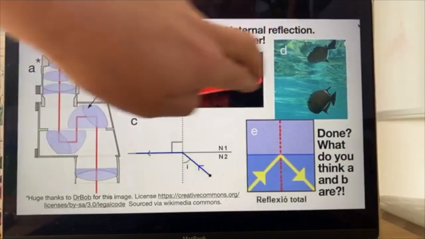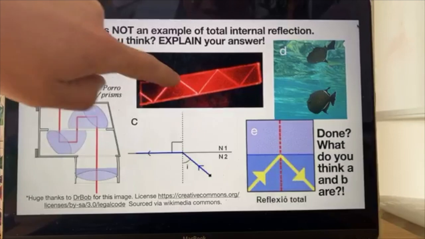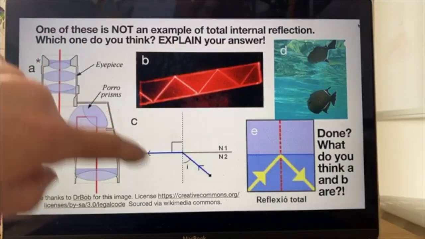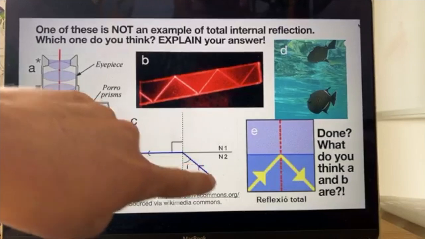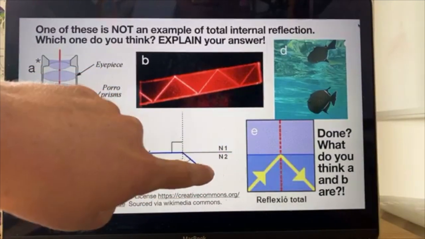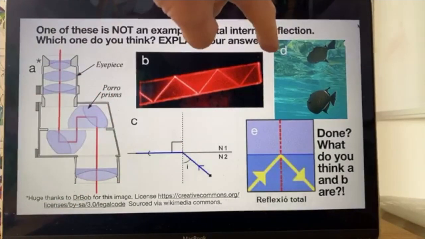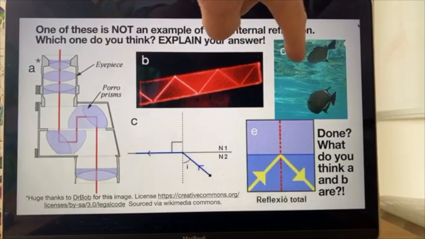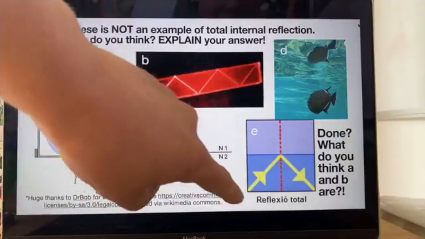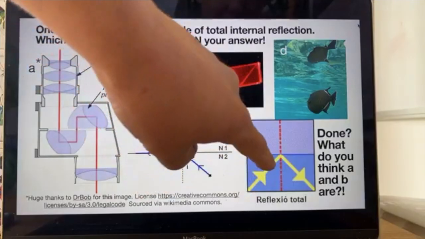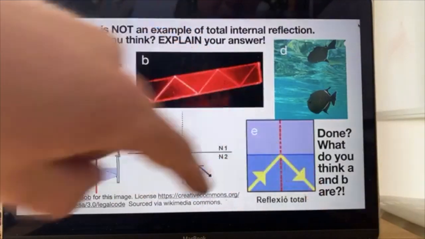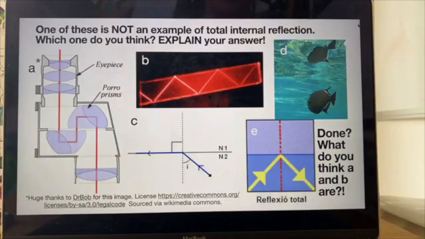B is like a red spooky tube with a red zigzag bouncing around inside the tube. C is an angle of incidence, a ray of light coming from something called N2 into something called N1, and the angle of refraction is exactly 90 degrees. D is a fish with a reflection of a fish above it, and E is a ray of light travelling, hitting a boundary, and then being reflected back in. And in Spanish underneath it says reflexió total. And I've put, if you're done, what do you think A and B actually are if you're finished?